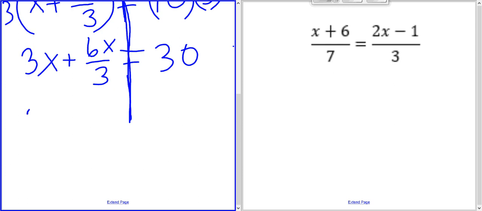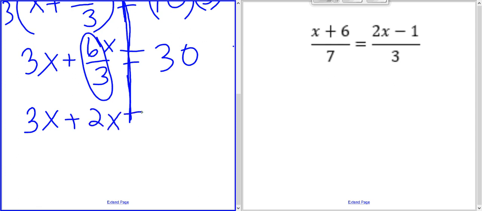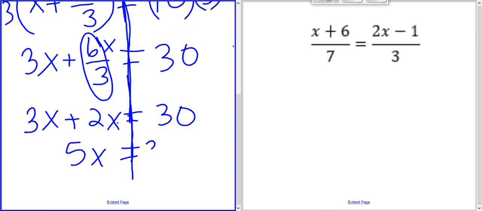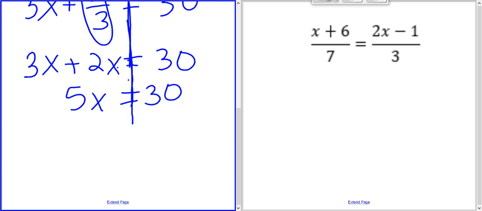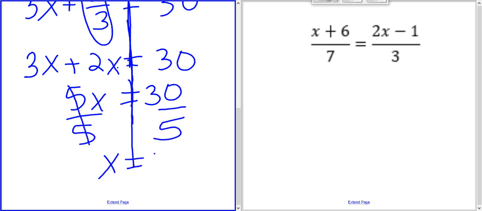So 3x stays the same. 6 divided by 3, we can do this as a math problem. 6 divided by 3 is 2, so it's a plus 2, and then we have our x, and that equals 30. So combine these two terms, 3x plus 2x. They both have an x, so we can add them together. This is 5x equals 30. And then divide both sides by 5. So those 5's cancel, so I get x equals 6.